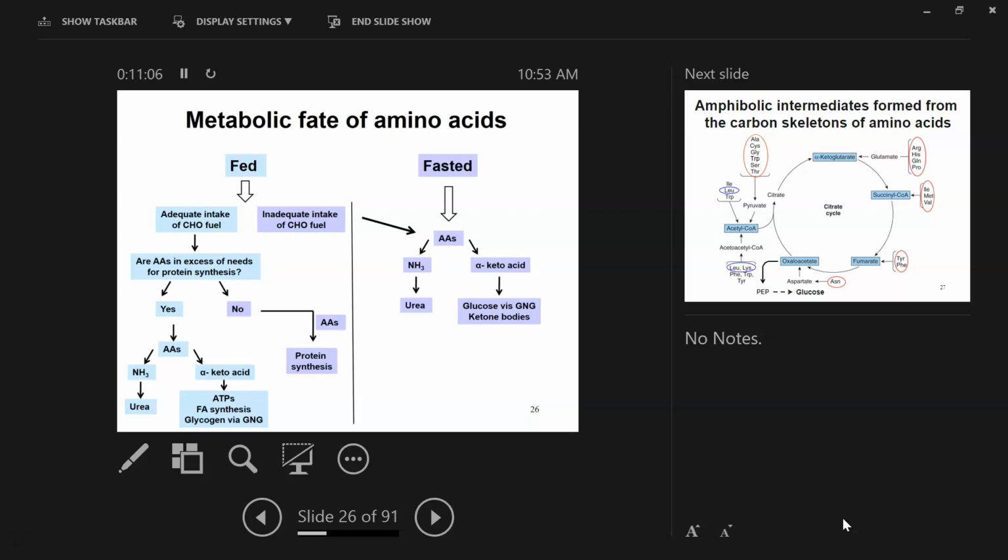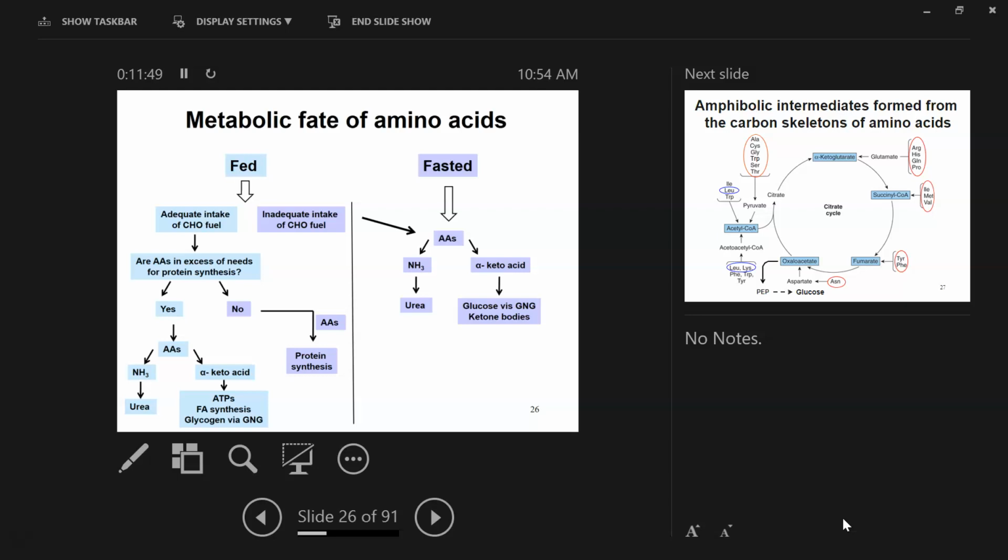Now let's look at the fasting condition. Under the fasting, amino acids will be used for catabolism, right? So first of all, nitrogen needs to be removed as ammonia and used for synthesis of urea for excretion, like get rid of ammonia. And the amino acids' carbon will be oxidized to alpha keto acid, right? For making glucose and ketone bodies under the fasting condition, right?